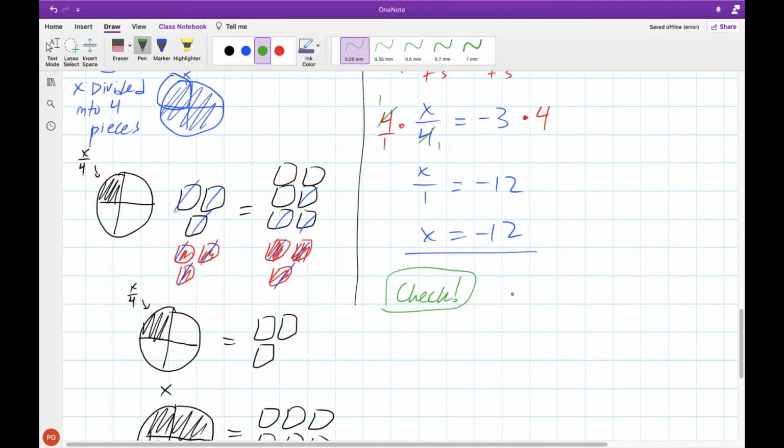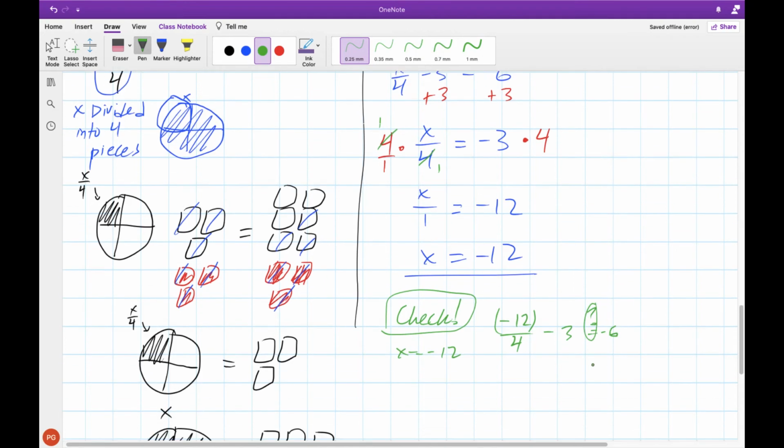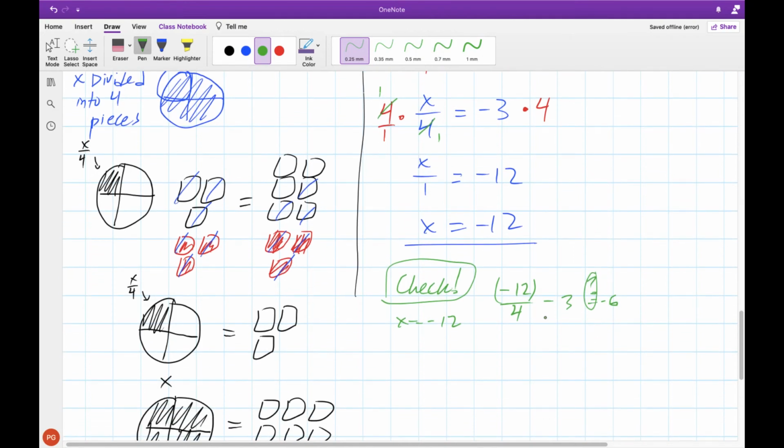Don't forget to check though. We want to use x equals -12, and we're going to substitute that into our equation where we see x. So we'll get -12 over 4 minus 3. And we want to see, does that equal -6? Well, -12 divided by 4 is -3. -3 minus 3 is -6, so we get both sides to be equal. We know we got the right answer.